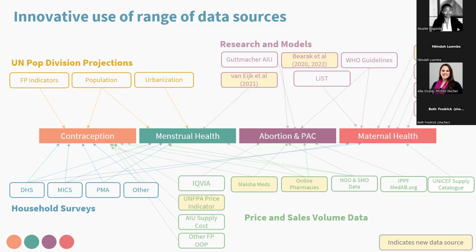The boxes that are in yellow indicate new data sources that were integrated into LEAP 2024 that we hadn't previously been using in 2021. And then all the data sources were refreshed and updated where there was new data available.